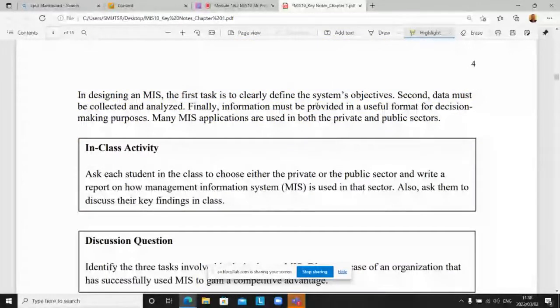Here we go. In designing an MIS, we go through a very definite process of number 1, you set the objectives, you collect and analyze your data, which is unsorted, and finally, information must be provided in a useful format. So that is effectively the answer of that question with an example of each, preferably in an accounting context.